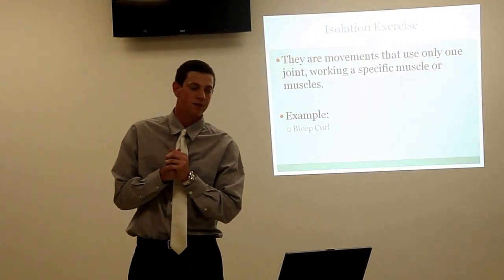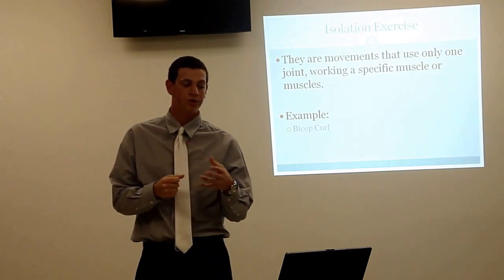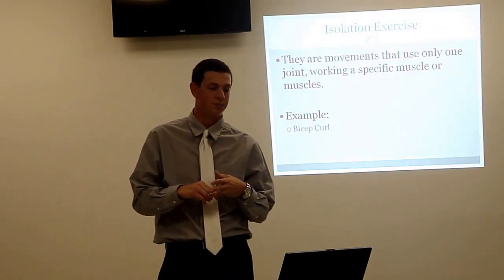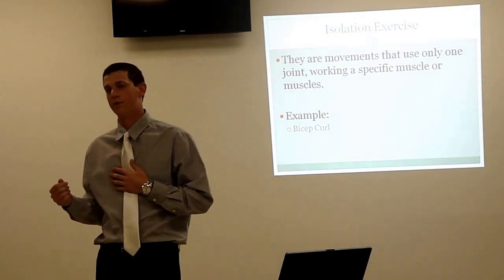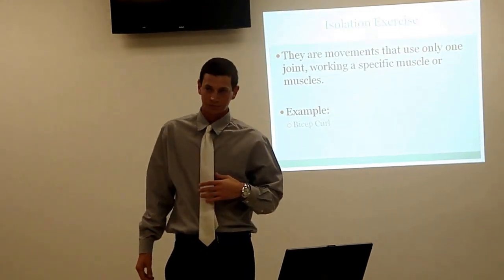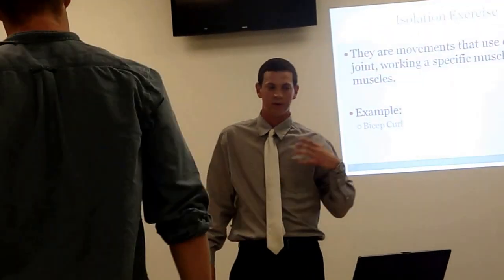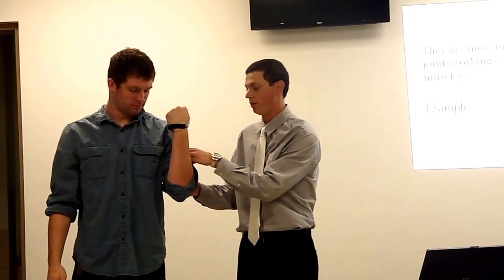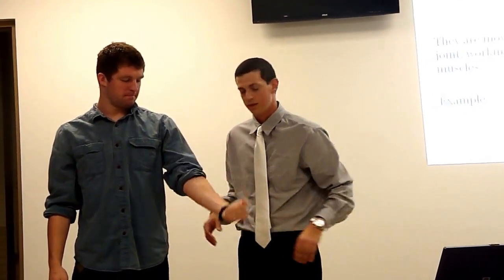Isolation exercises are movements that use only one joint, working a specific muscle or muscles. For example, I'm going to have Jake come up here quickly. So for an isolation exercise, let's say bicep curl for example. Jake, you do a bicep curl for us. So he's strictly only working his bicep muscle.